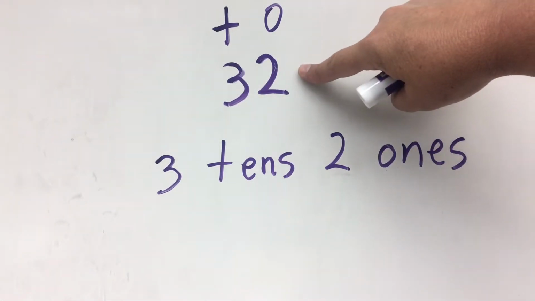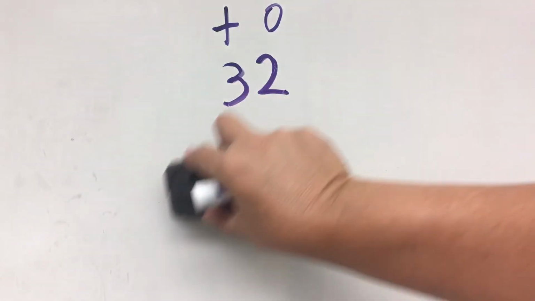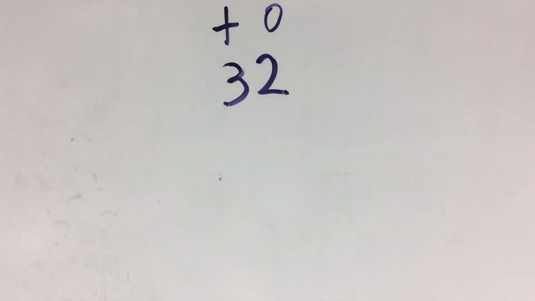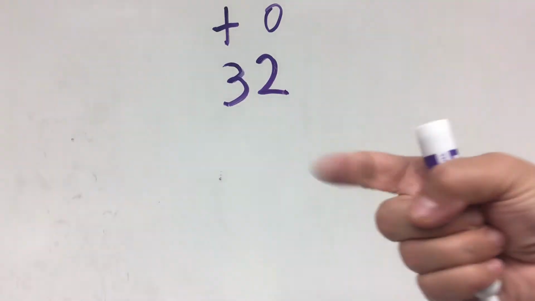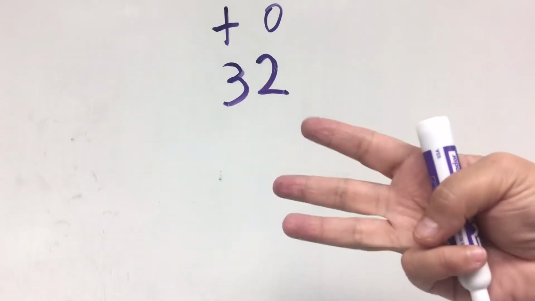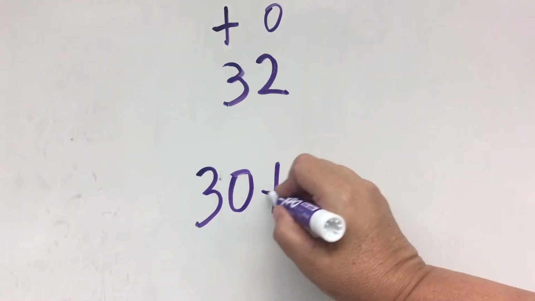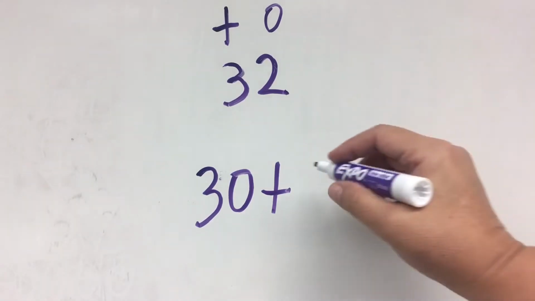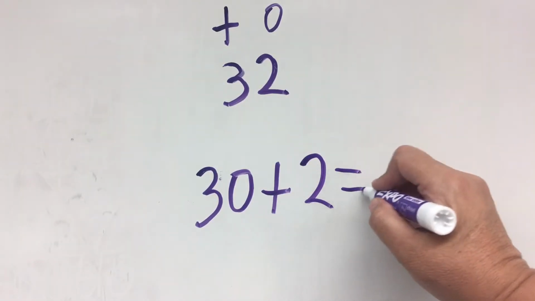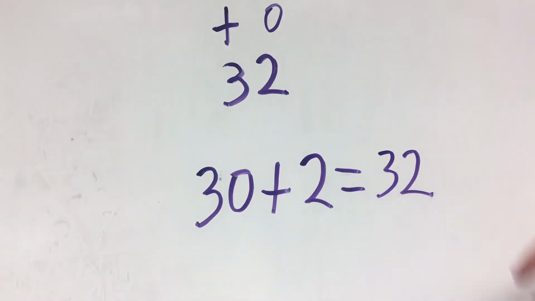This is another way to represent the number 32. So now I want to represent the number 32 in expanded form. It's called expanded notation. So if I have 3 tens, I have 10, 20, 30. So I put 30 plus, and I have 2 ones, I go 1, 2. So 30 plus 2, that would be the expanded form, which equals 32.